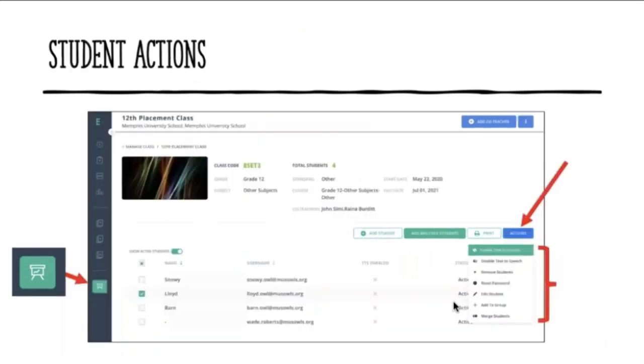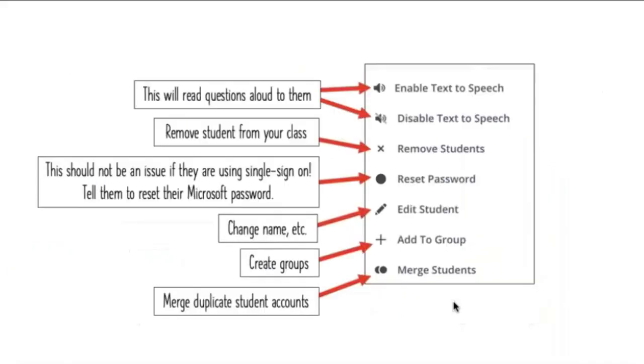And then you've got this actions tab when you're still in the class, student action. So I can select a student and have some options here. You can enable text to speech. It's not automatic for all kids, but we might have kids with a certain profile where we might want to do that for them, where the computer will read the question aloud to them. You can also disable it.